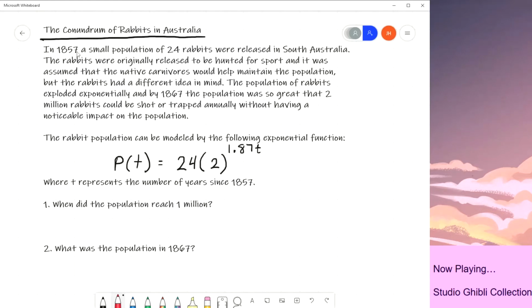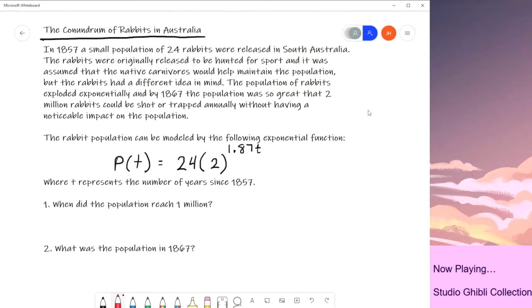In 1857, a small population of 24 rabbits were released in South Australia. Just 24 rabbits. The rabbits were originally released to be hunted for sport, and it was assumed that the native carnivores in Australia would help maintain the population. But the rabbits had a different idea in mind. The population of rabbits exploded exponentially, and by 1867, the population was so great that a recorded 2 million rabbits could be shot or trapped annually without really having any noticeable impact on the population.